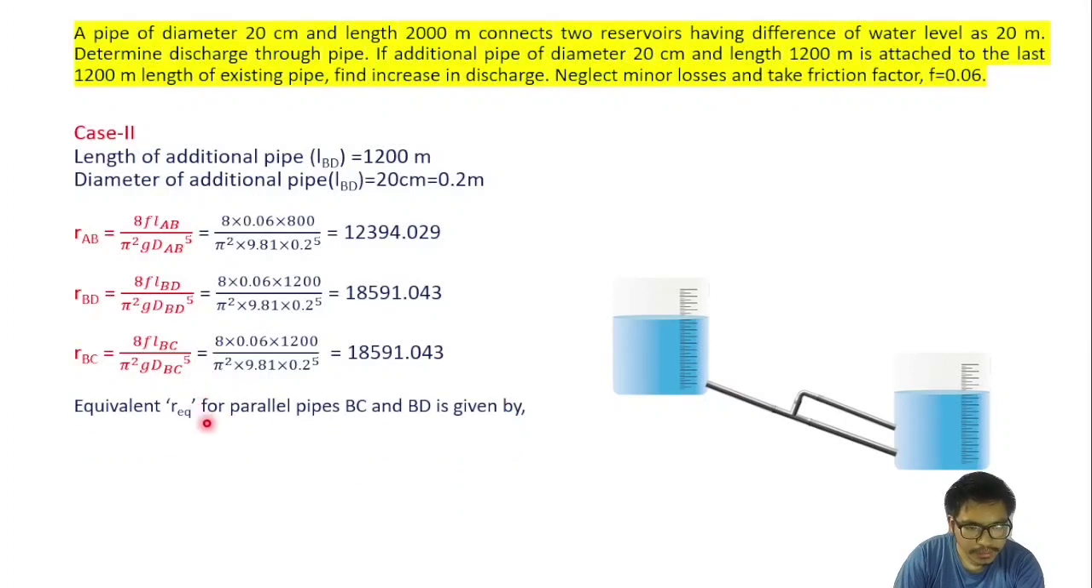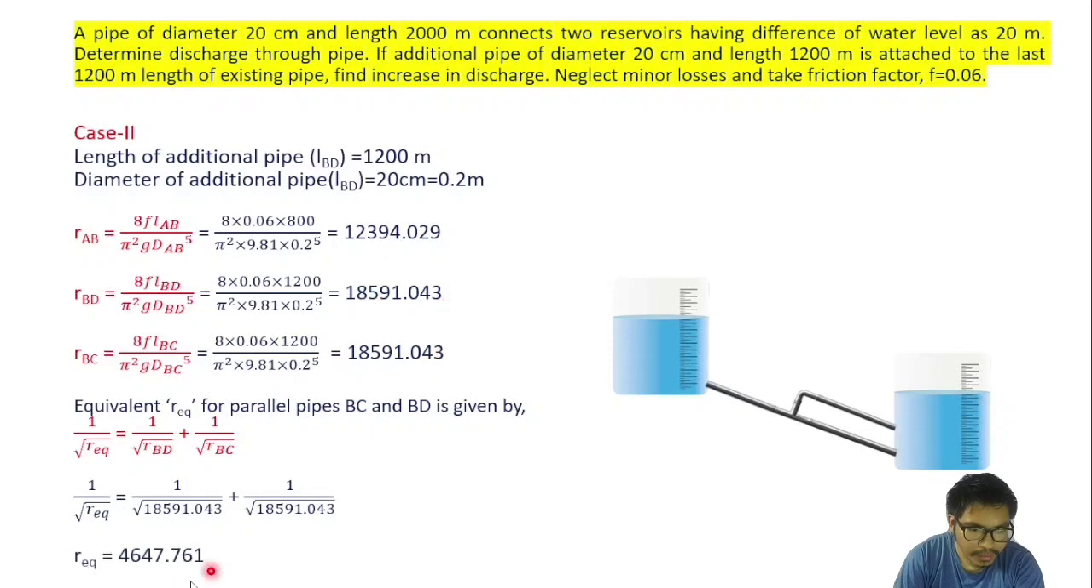And the equivalent R for parallel pipes BC and BD is given by this formula in parallel condition. So 1 by R equivalent is unknown, with RBD and RBC taken from here. So the value of R equivalent is 4647.761. So this is A, this is B, this is C, and this is D.